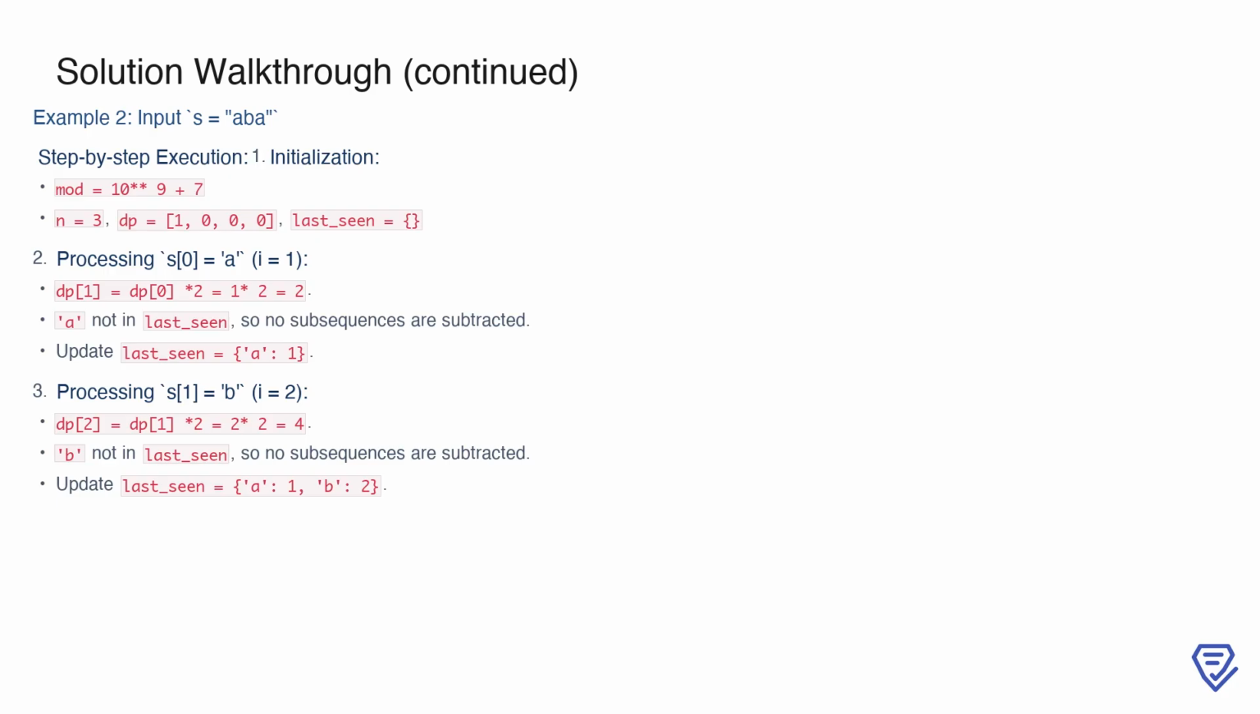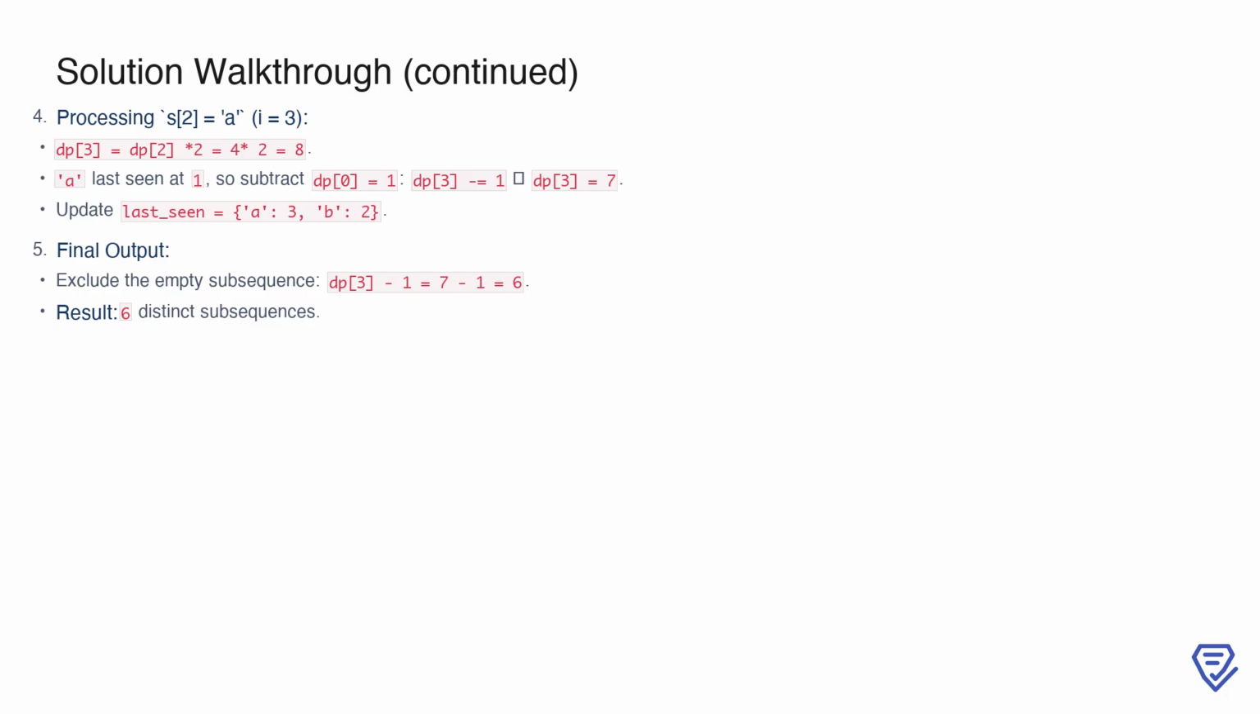Next, for the second character b, dp2 is calculated as dp1 multiplied by 2, resulting in 4. As b is also new, no subsequences are subtracted. We update last_seen to indicate that b was last seen at position 2.